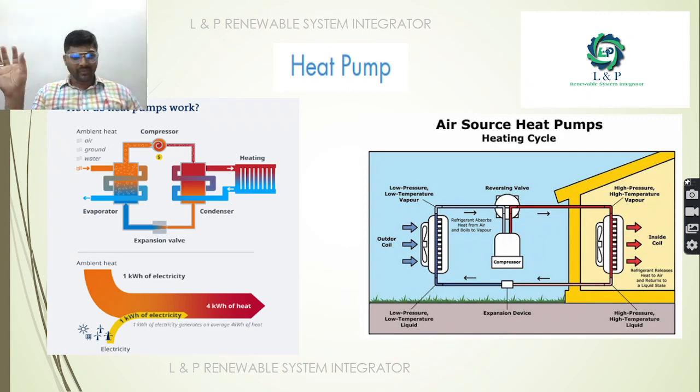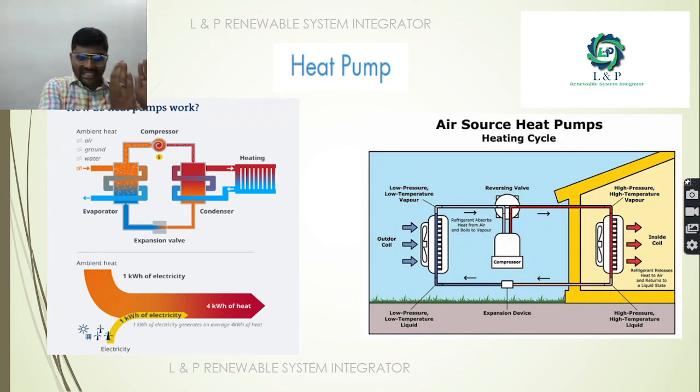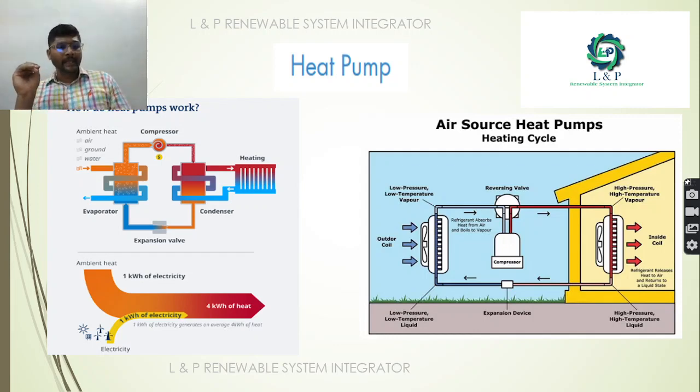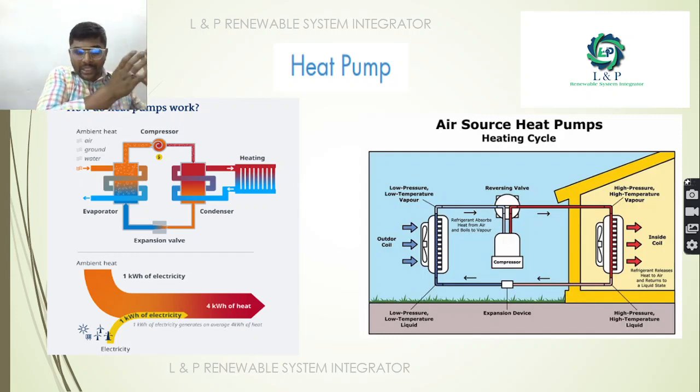How a heat pump works. As you can see, it has an evaporator, a condenser, a compressor and an expansion valve. The main thing happening is that it is converting the ambient heat, which is already present, with the help of electricity.